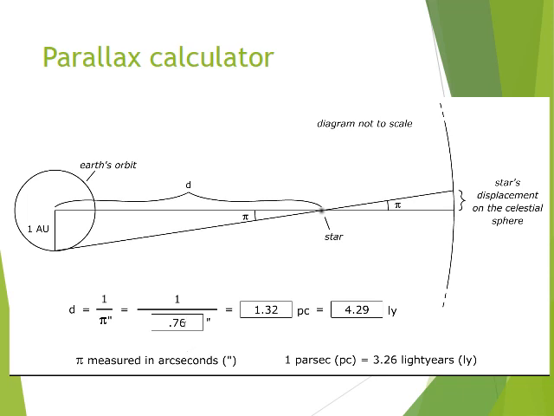0.76 arc seconds of shift winds up resulting in a distance for Proxima Centauri of 1.32 parsecs. And that's equivalent to 4.29 light years. So indeed, Alpha Centauri is about 4.3 light years away. That means that the light that we receive from Alpha Centauri or Proxima Centauri takes about 4.3 years to get here.